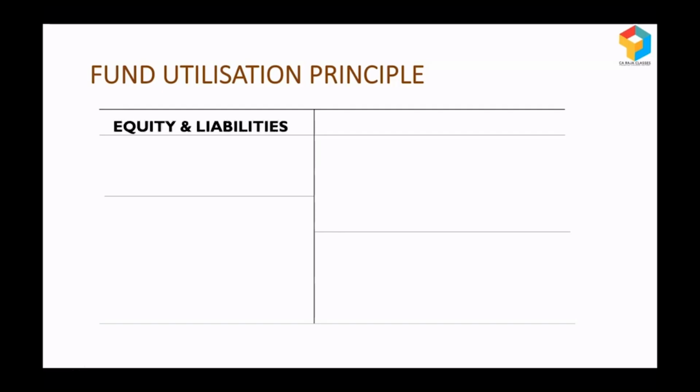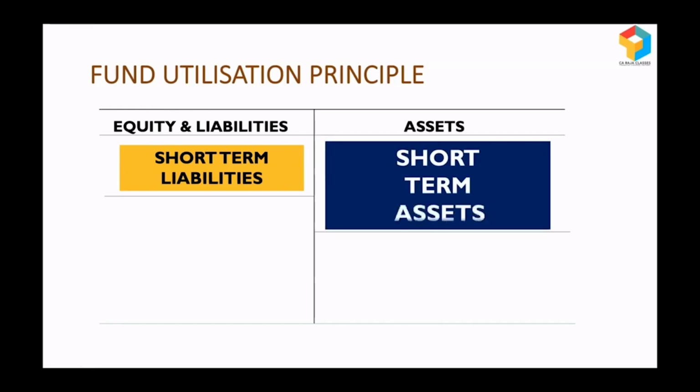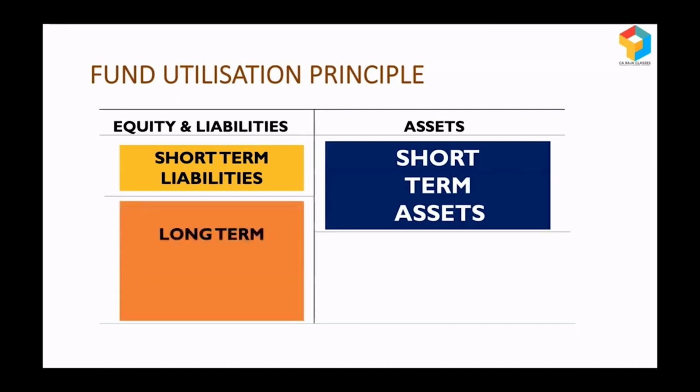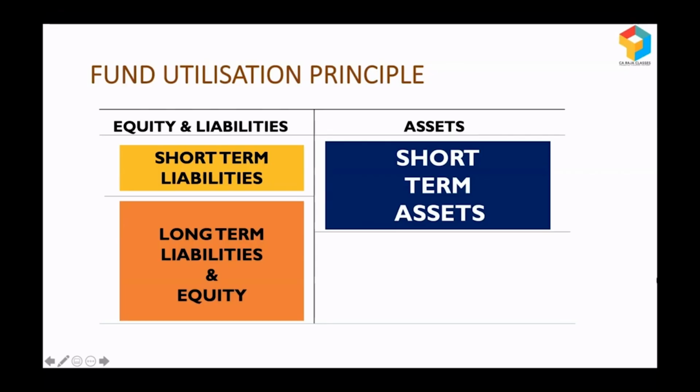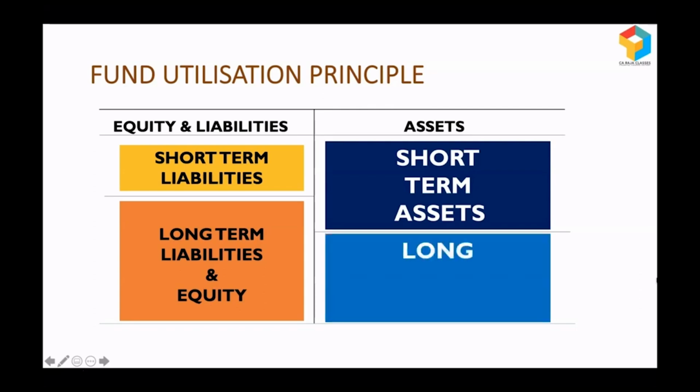I said funds can come from owners and outsiders. And when funds come from outsiders with a commitment to repay within 1 year, we call them short-term liabilities. And using those short-term liabilities, short-term assets can be created. But short-term assets are greater than short-term liabilities. It means automatically it gives rise to the understanding that a portion of short-term assets is funded by long-term funds. And what we can infer is that the remaining long-term funds are being utilized for creating long-term assets.